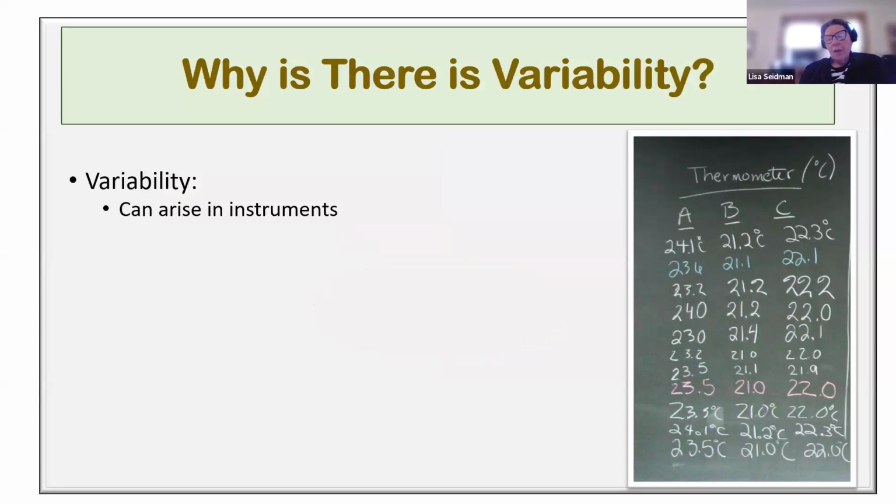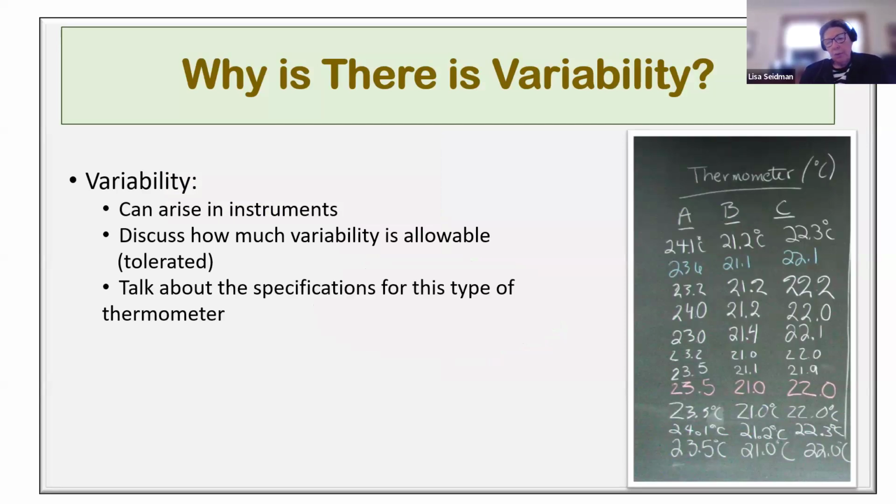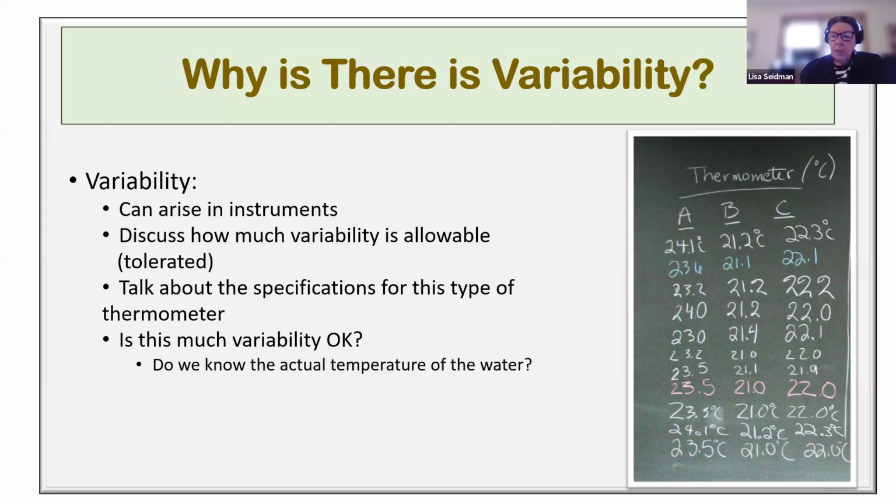Okay, we also have differences between these thermometers. So variability can clearly arise because the thermometers are different. And then we can talk about how much variability is tolerated. And we can talk about specifications. Turns out that for this kind of thermometer, the manufacturers say that the tolerance is plus or minus 1 degree C, which is a pretty broad specification. And then we can say to the students, okay, is this much variability okay? And I'm not even going to try to answer that question for you right now. But we can then say, do we know the actual temperature of the water?